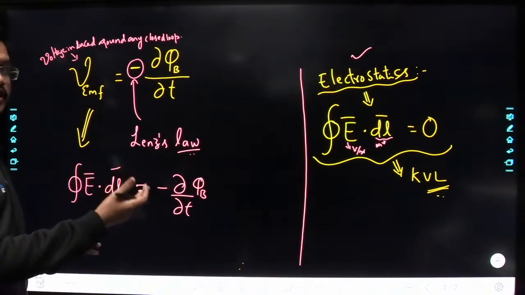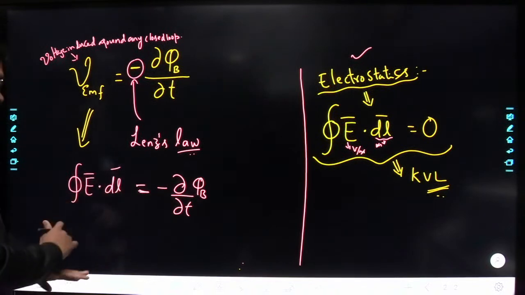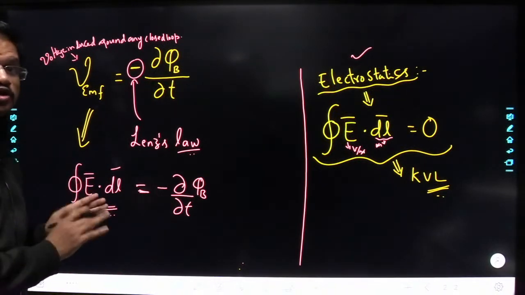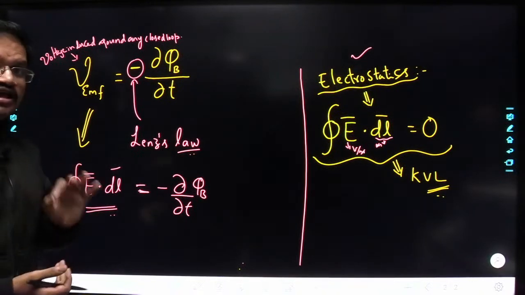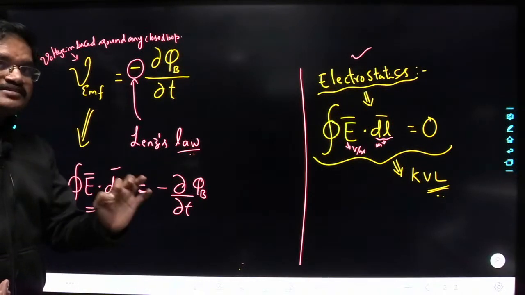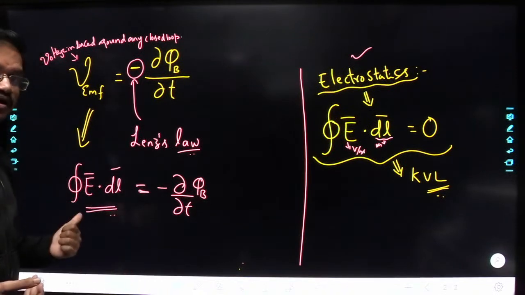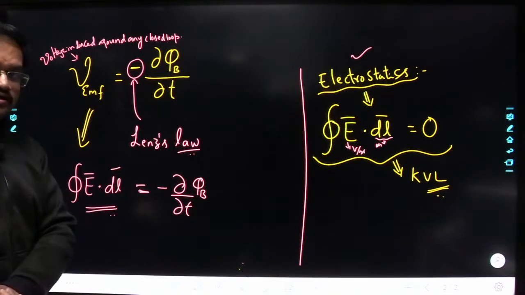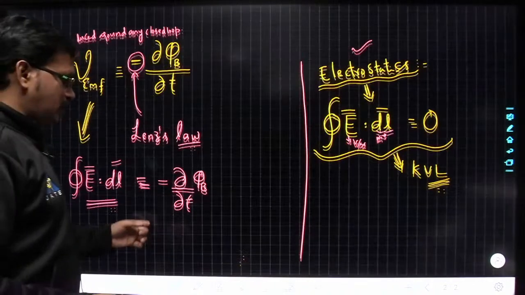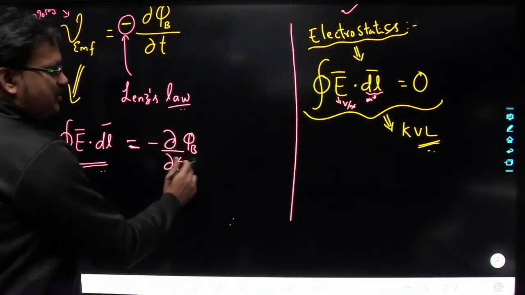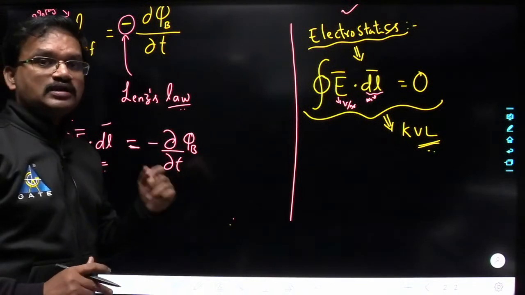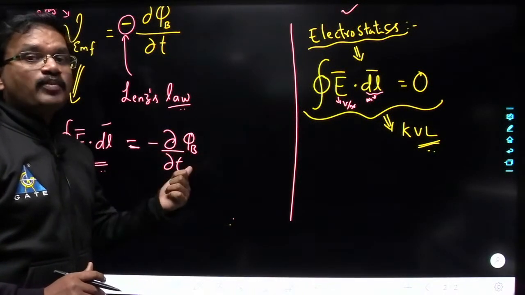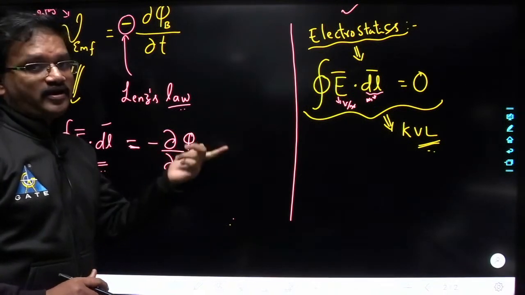So the induced EMF around the closed loop is nothing but the circulation of electric field around any closed loop. Both mean the same. You have to understand this. Now this phi b is the magnetic flux, that is, the number of magnetic field lines that are penetrating through a loop.